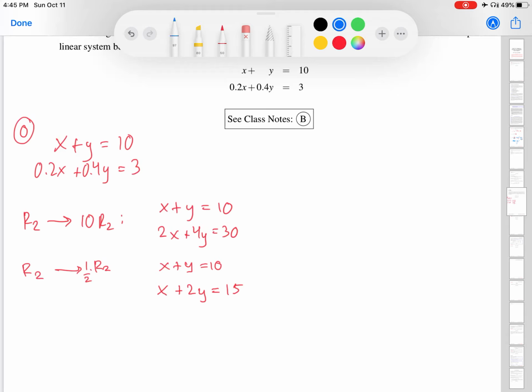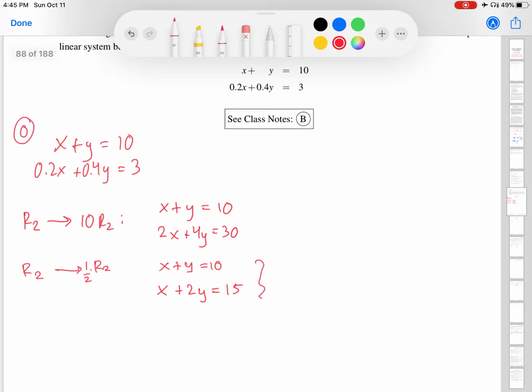Right? So you can see kind of how this is going to go now. I'm keeping track of the operation here on the left-hand side. And I'm using this arrow to tell you that whatever the row was that I had on the left-hand side is getting transformed into this new version of the row.